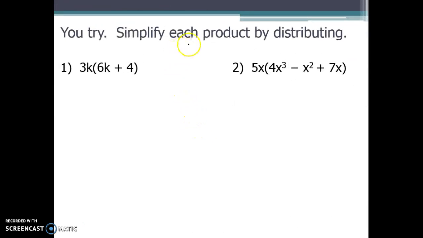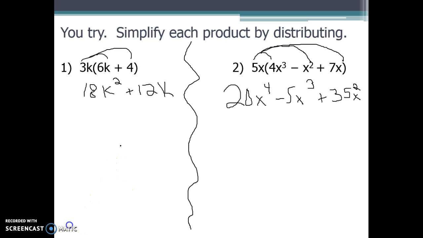I want you guys to go ahead and try these. Write these down on a piece of paper. Then come back and check with me and see if you got the same thing that I got. Try this one first. Number 1, 3k times 6k plus 4. And then try this one, 5x times 4x cubed minus x squared plus 7x. Okay, make sure you pause the video and then come back when you're finished to see if your work matches up with mine.